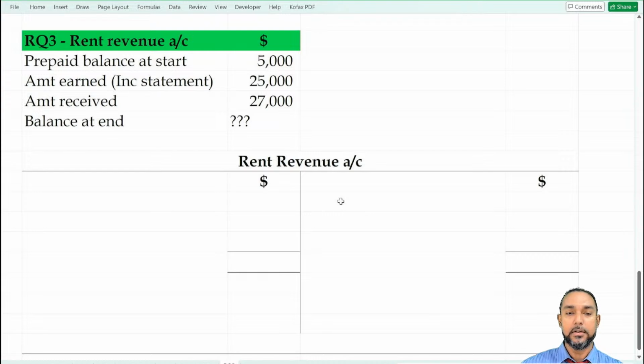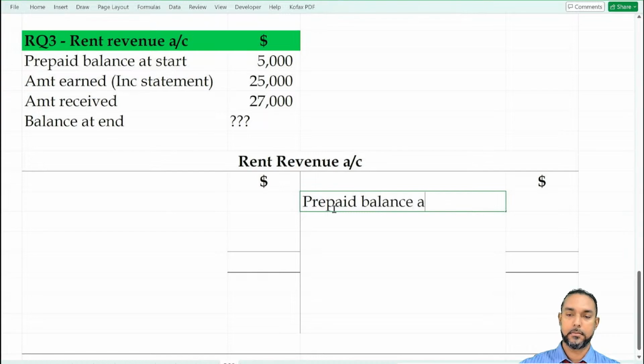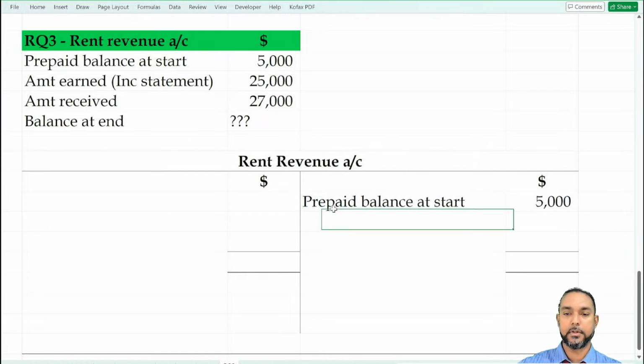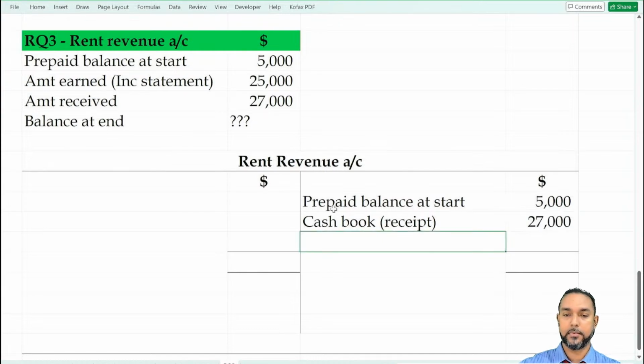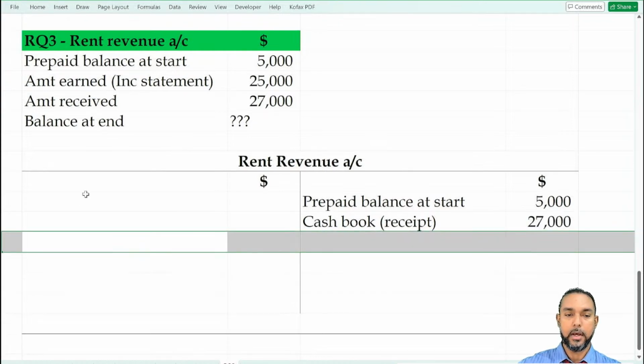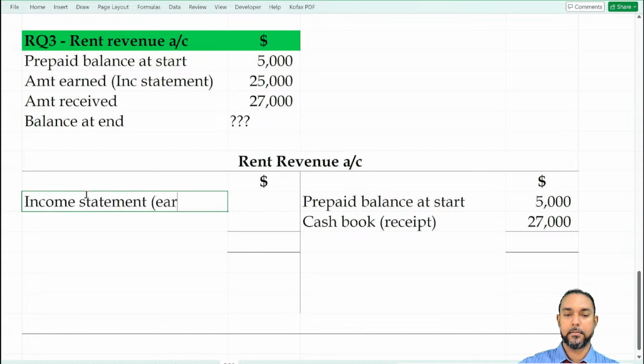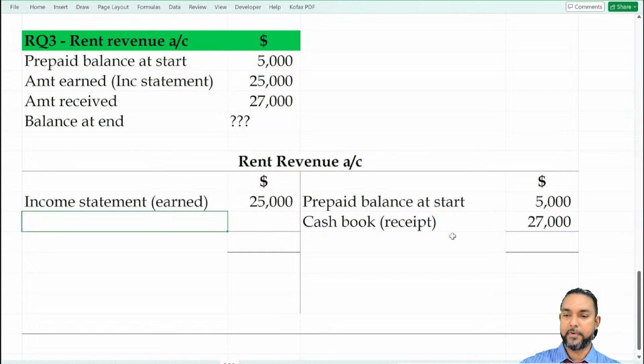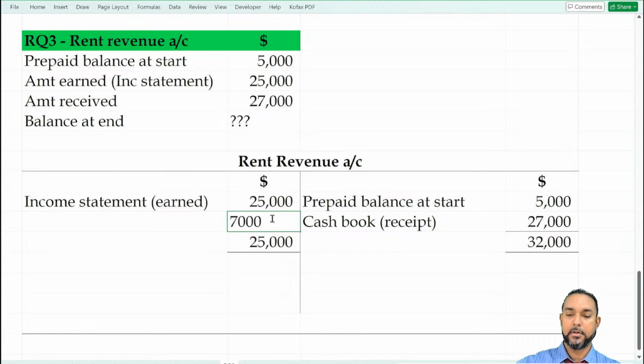Right, so prepaid balance at start is 5,000. The amount received is 27,000, right? And the income statement figure is 25,000. Right, 5 and 27 will give us 32, and clearly we need 7,000 here to make this balance, right? So that is the prepaid balance at end.